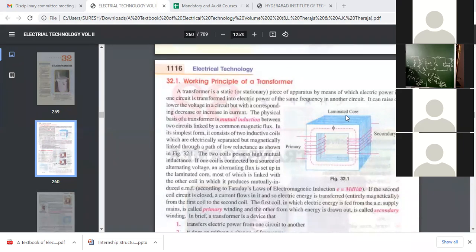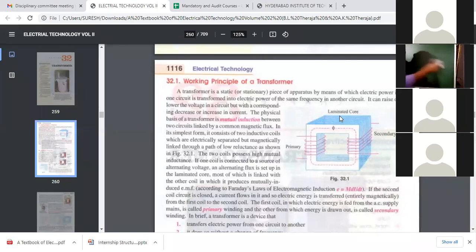Now I'll explain what do you mean by core. In the exam, nobody will ask what is core, but you should know what the core is. Anybody know what the core is? How is the core formed? Have you written this? Yes, sir.